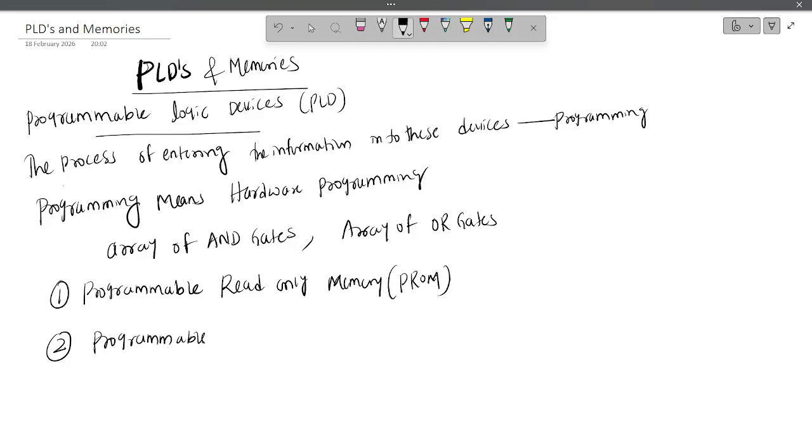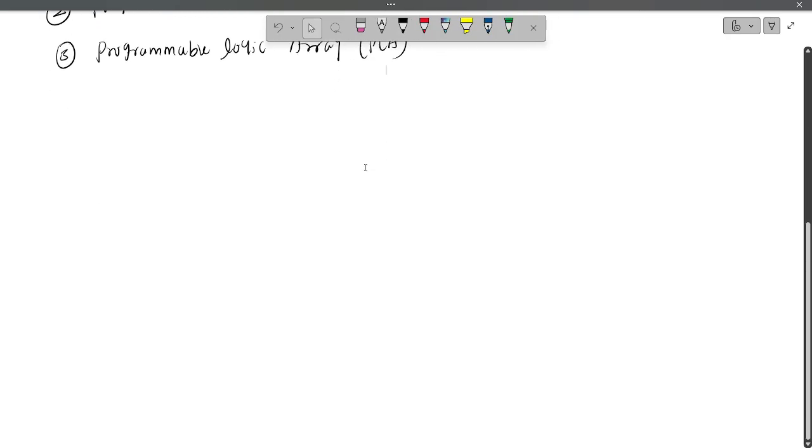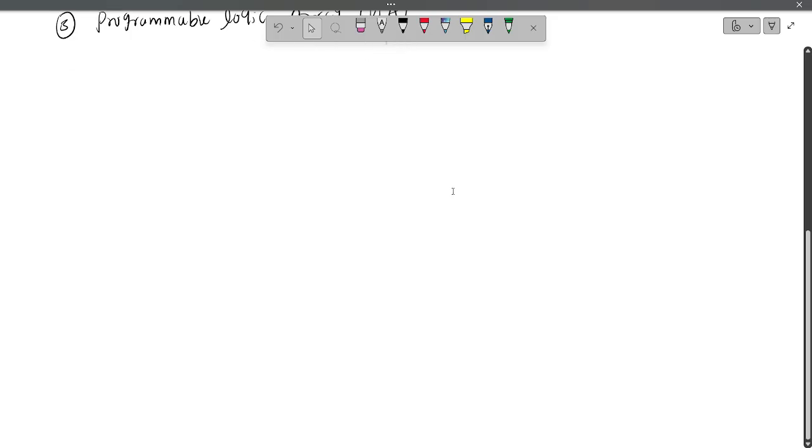Programmable array logic, which we call PAL. And next is programmable logic array, which we call PLA. We'll see each in detail. First we'll see the PROM.